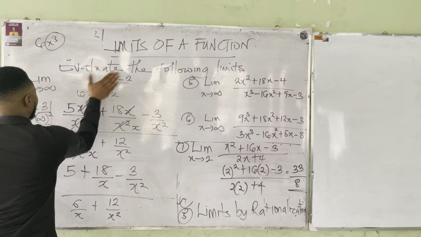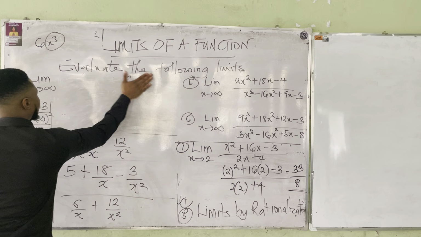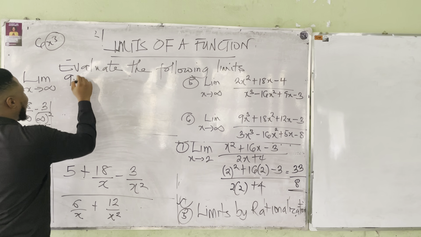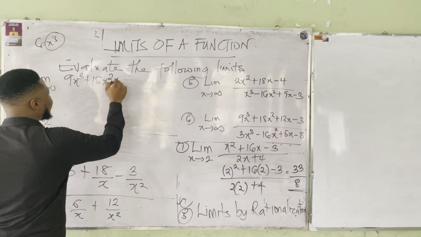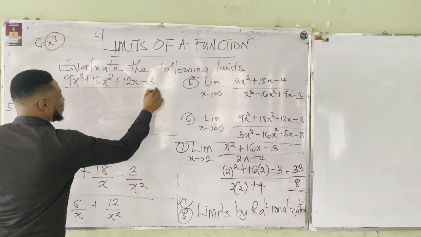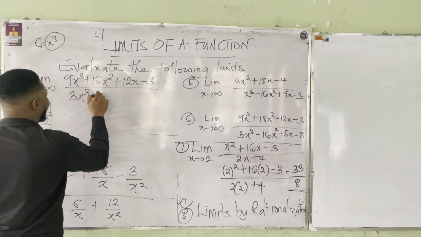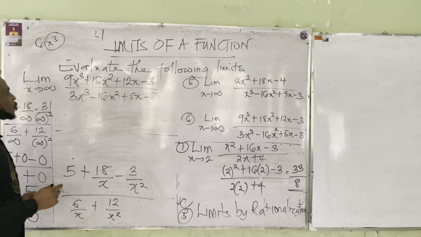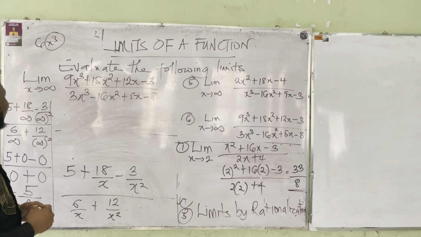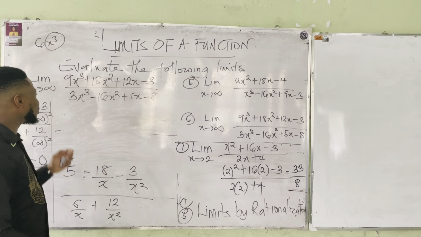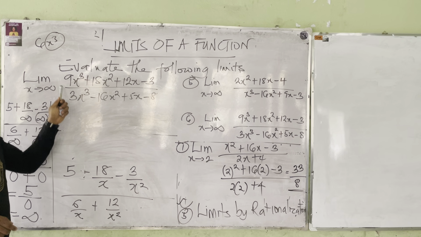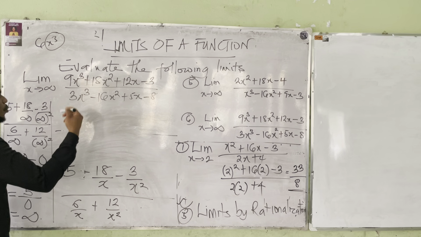Now, we have the limit as x tends to infinity of (9x cubed plus 18x squared plus 12x minus 3) divided by (3x cubed minus 16x squared plus 5x minus 8). So what do we do here? Remember I told you that when you have both up and down, it's just the coefficients. But now let's do it the way we have been doing it.